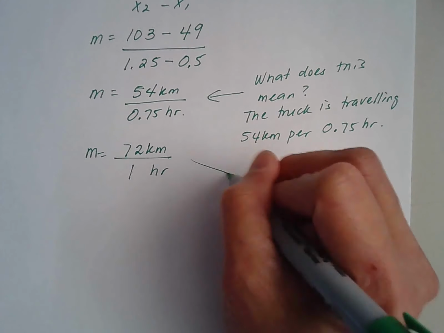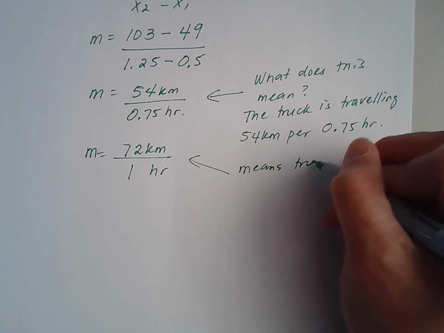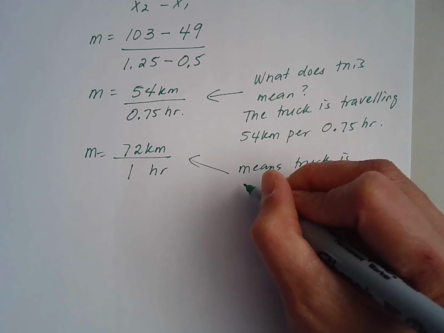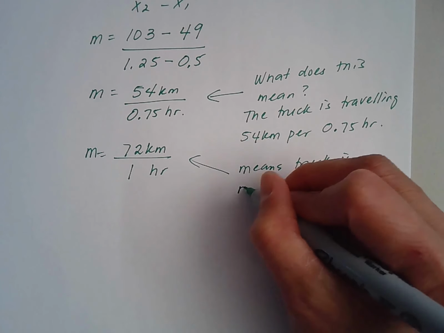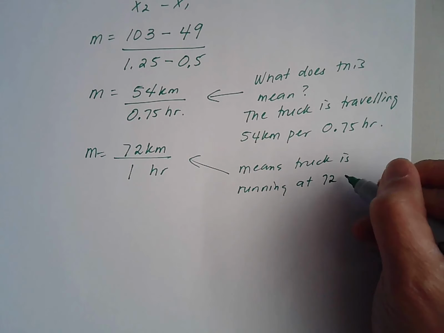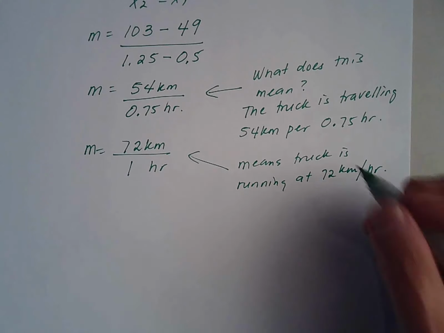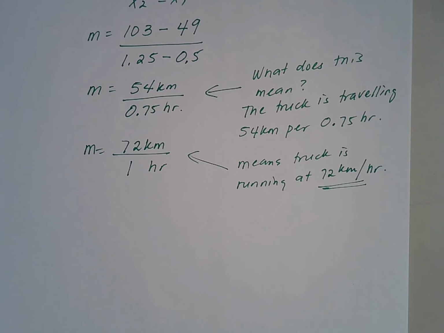So this one means the truck is running at 72 kilometers per hour. Maybe it's around 72, yeah. You can't be traveling 100. That's a disaster waiting to happen.